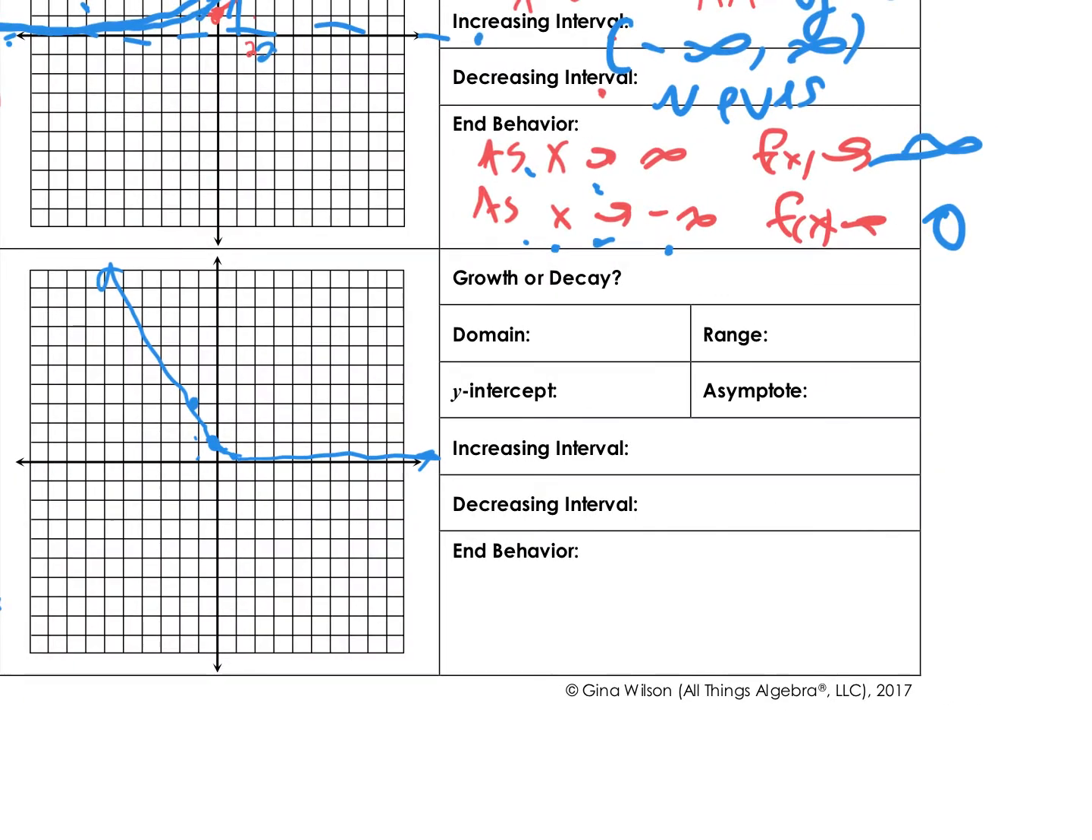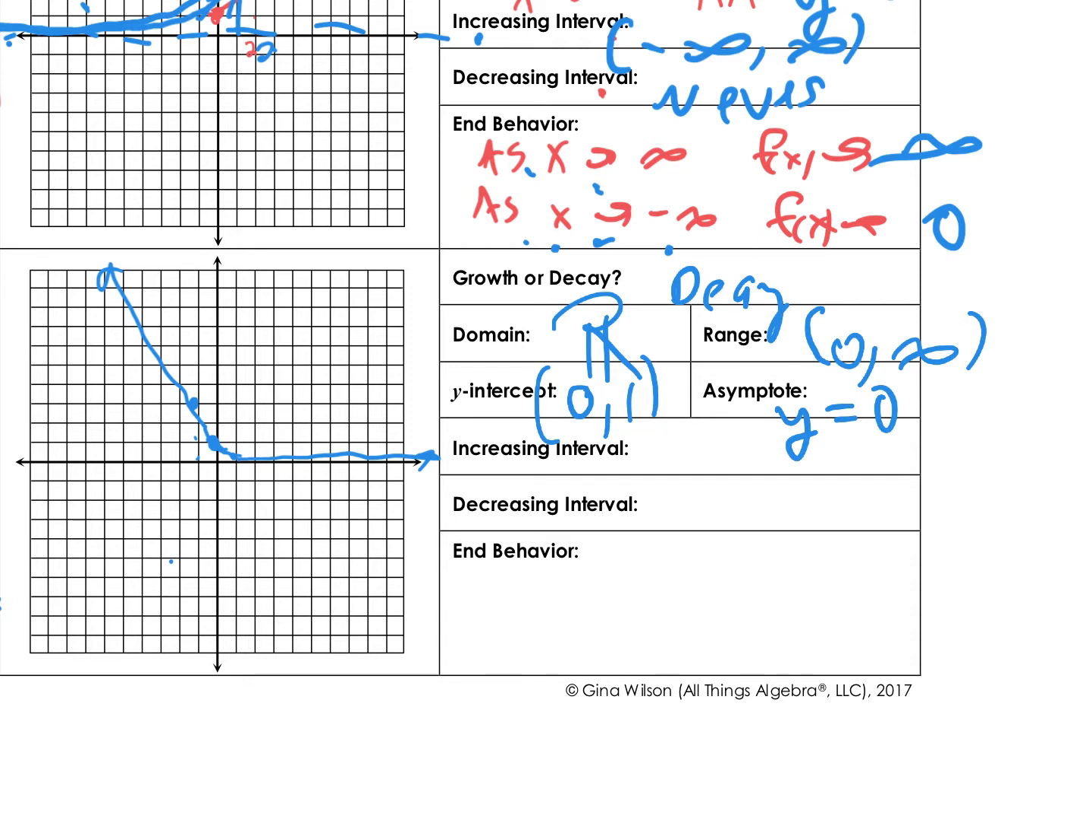All right, let's see. It is a decay. Its domain, I got a little secret for you. All exponential functions have domain all real numbers. The range, though, is not all real numbers. The range starts at the horizontal asymptote, which is 0, and then goes up forever. The y-intercept, since I didn't shift it left or right or up or down, (0, 1) is its y-intercept. And y equals 0 still is the horizontal asymptote.